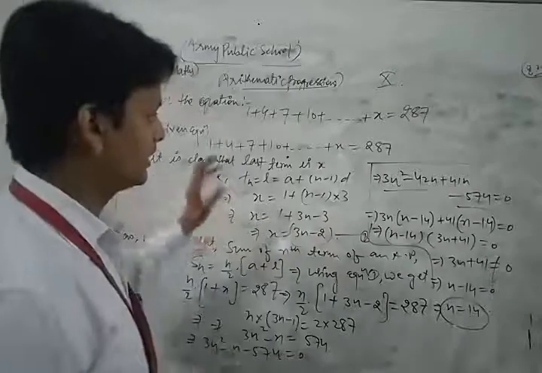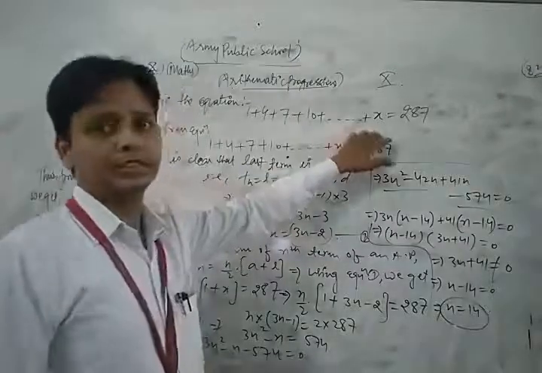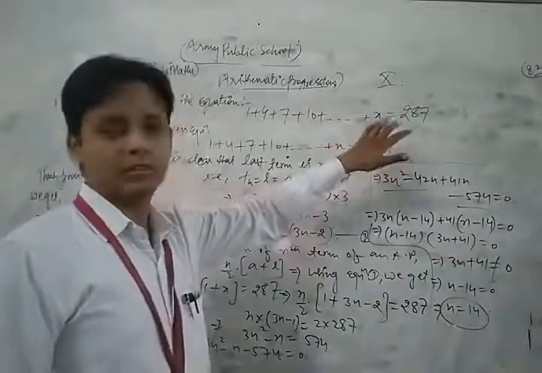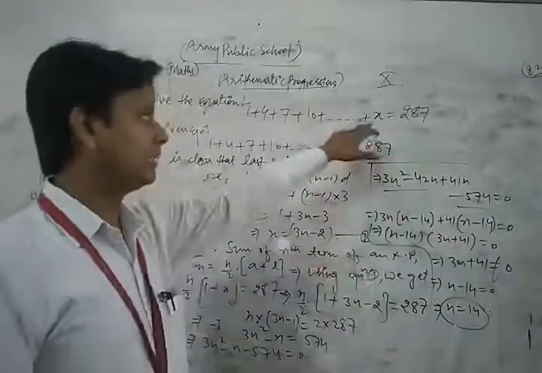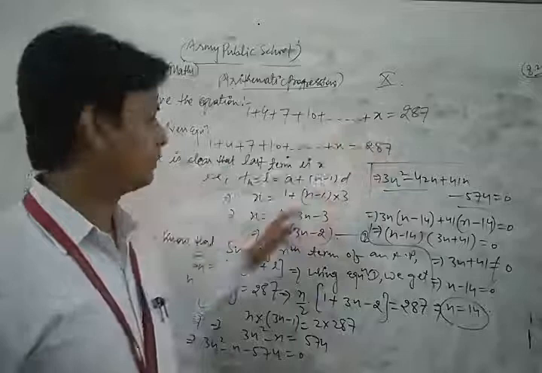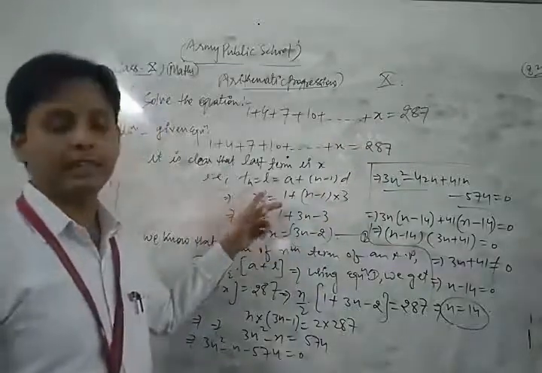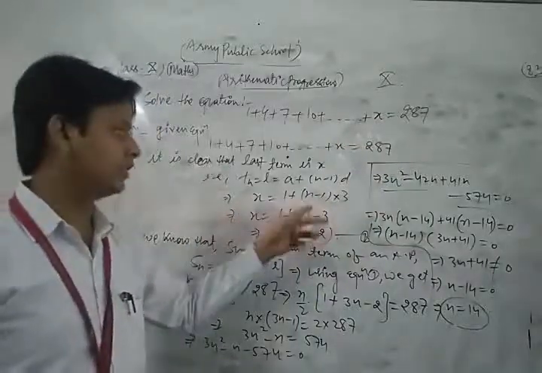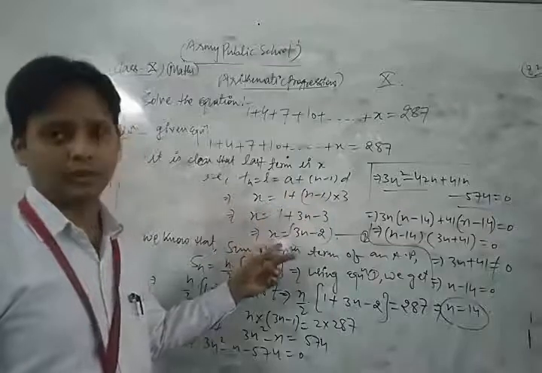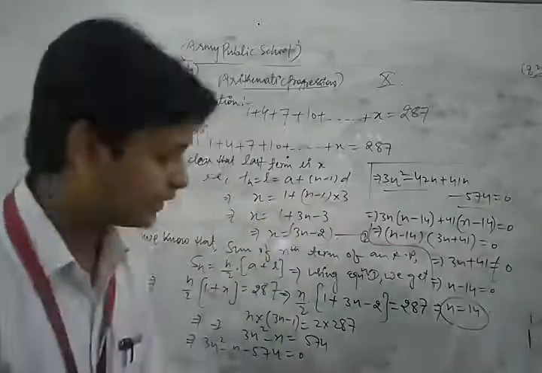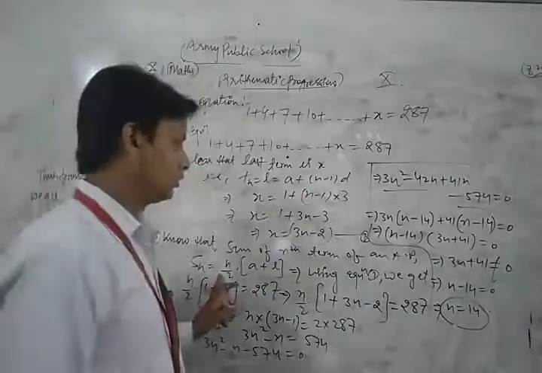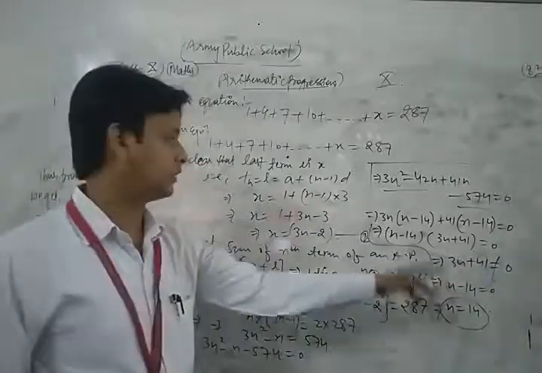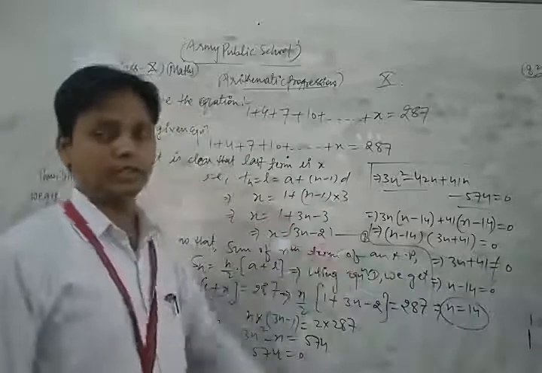So first of all, the given AP contains n terms and its last term is x. We apply the formula for the nth term of the AP. After solving we get the value of x as 3n minus 2. After that, we apply the formula for the sum of n terms and we find the value of n, and after that we put that value in equation 1. Thus in this way we get our result.